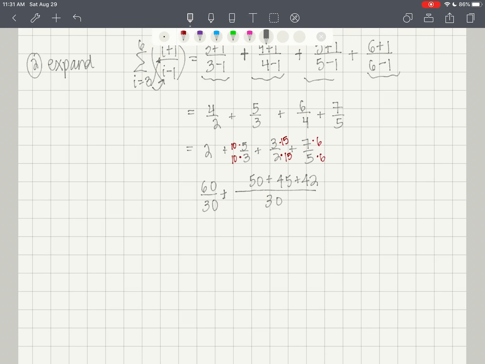60 plus 50 is 110. 45 plus 42 is 87. That's 197 over 30. And that's what the sum from i equals 3 to i equals 6 of i plus 1 over i minus 1 is equal to.